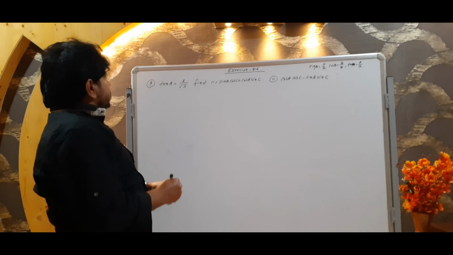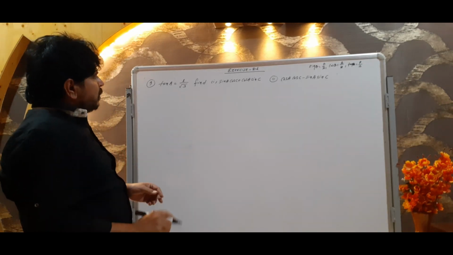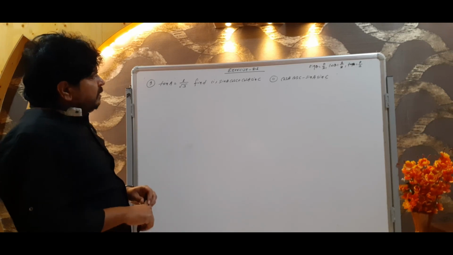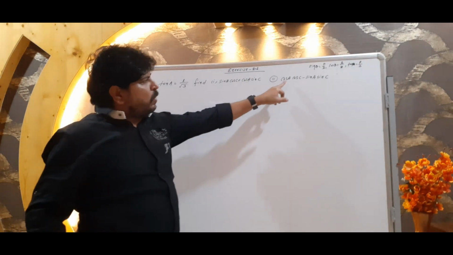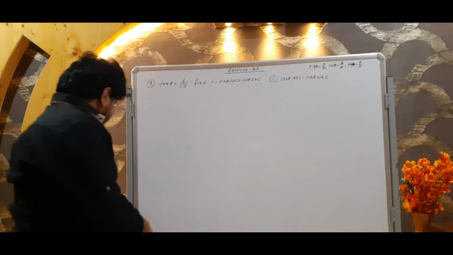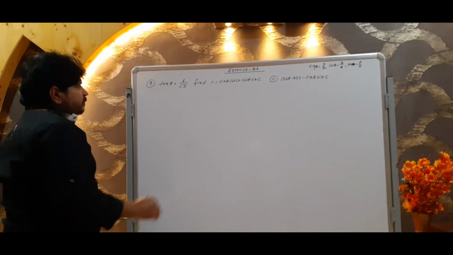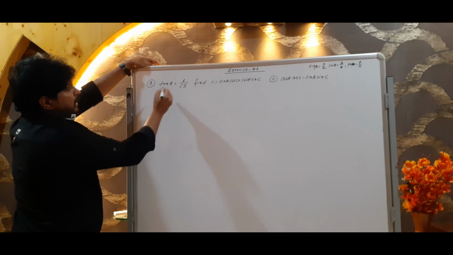Hello my dear students. Now question number 9. Tan A is equal to 1 upon under root 3. Find sin A cos C plus cos A sin C, and second we have to find out cos A cos C minus sin A sin C. Right? See here. As per the question, it is given tan A is equal to 1 upon under root 3.